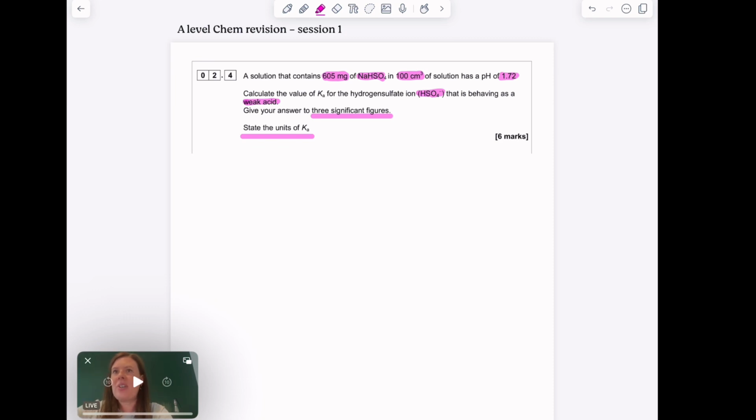Now, the first thing that I would do is just get my head a little bit around what's going on here. So we've been told that, yes, we've got sodium hydrogen sulfate, but it's the hydrogen sulfate ion that we're interested in, and it's going to be behaving like a weak acid. So what's going to be going on there is our HSO4 minus ion is going to be in equilibrium, whereby it's going to act like an acid. So it's going to become a Bronsted-Lowry proton donor, and then we're going to be left with our sulfate ion there like that.